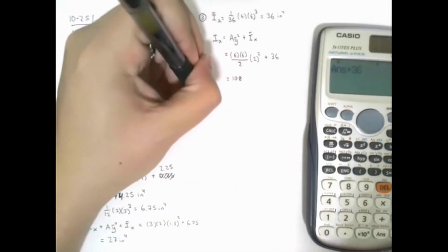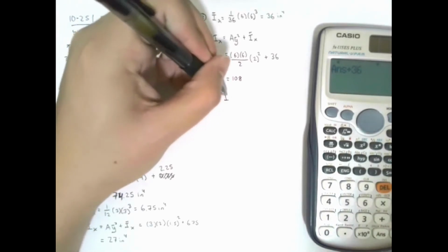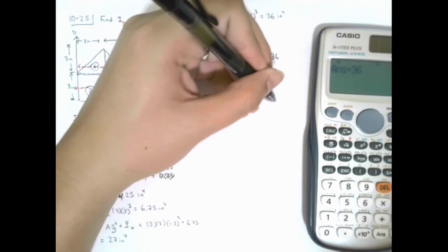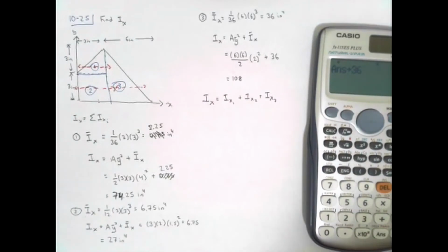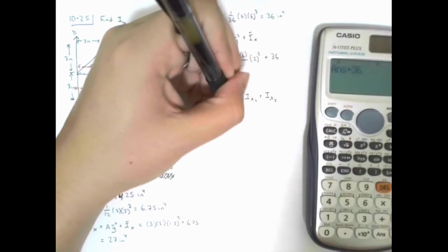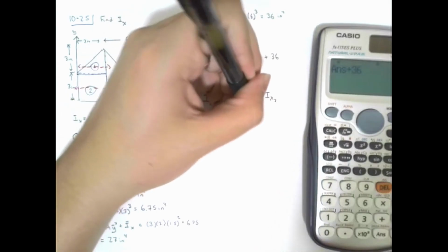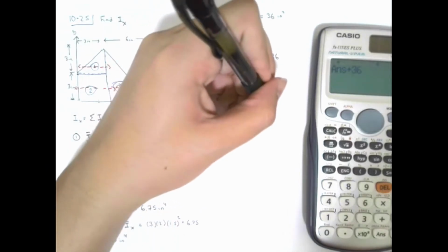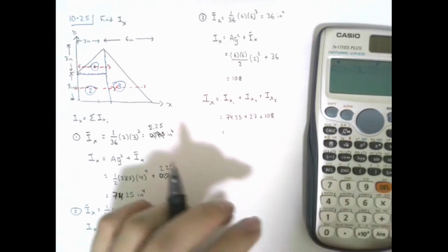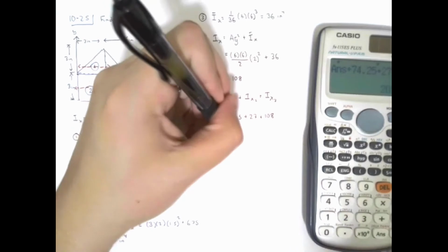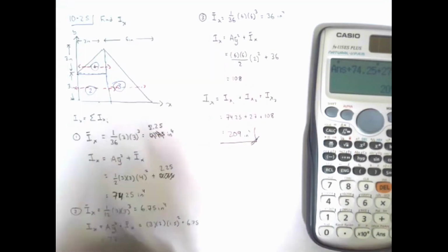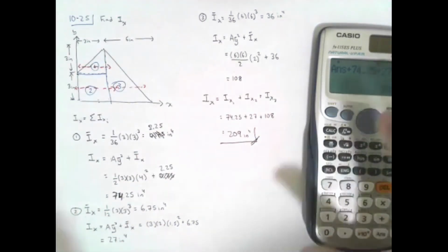So now we can calculate the moment of inertia about the x-axis, which is actually the sum of all the moments of inertia about the x-axis for our 3 little shapes. So I get that this will be 74.25 plus 27 plus 108. So adding them up, I get 209.25. I'll just round to 209 inches to the power of 4. And that is the moment of inertia about the x-axis for a composite section.